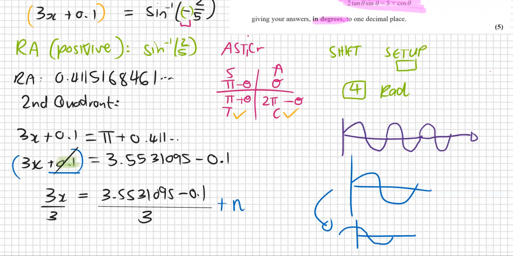So a sine graph in radians has a full period of 2 pi. So 360 degrees is 2 pi. Okay. But this 3 affects the, well, let's take a look quickly.